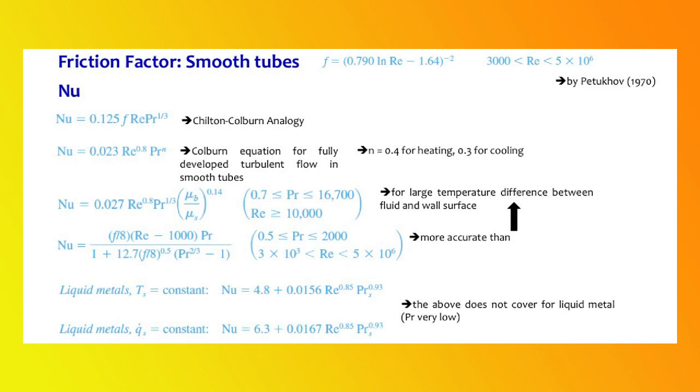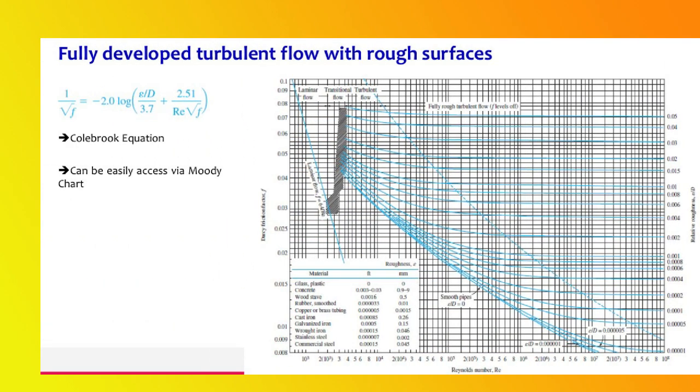For smooth tubes, there are a few more correlations. As you can see here, there are the Chilton and Colburn analogy, and also the Colburn equation for fully developed turbulent flow in smooth tubes. A few of these correlations can give a more accurate Nusselt number than others, so we can choose whichever one we need to use. For fully developed turbulent flow with rough surfaces, we need to use the Colburn equation, and the friction factor can be easily accessed via the Moody chart.